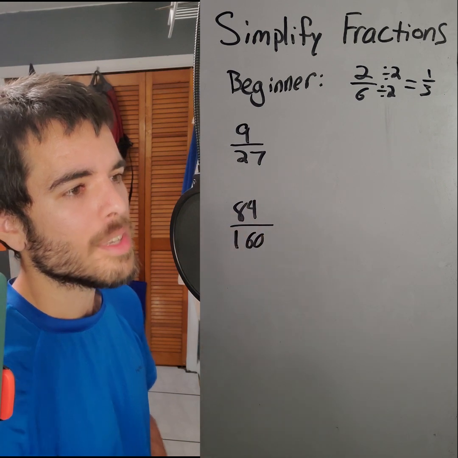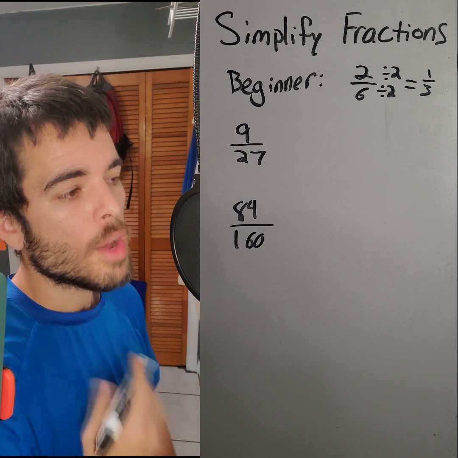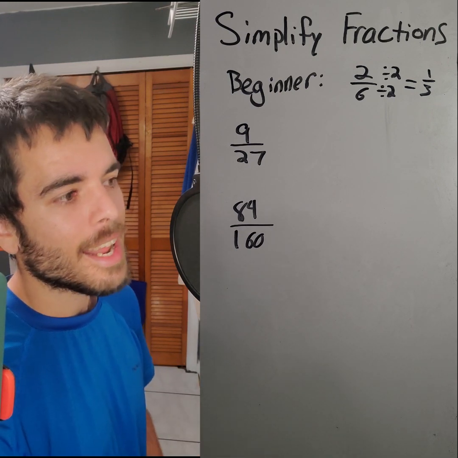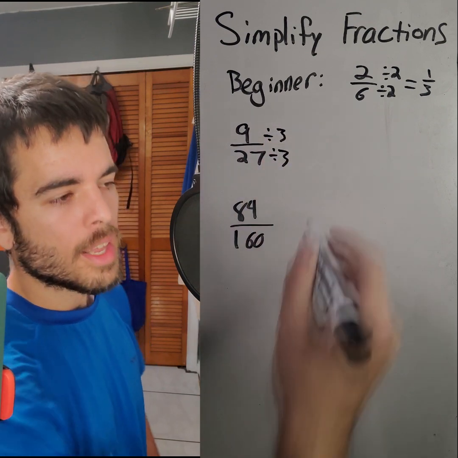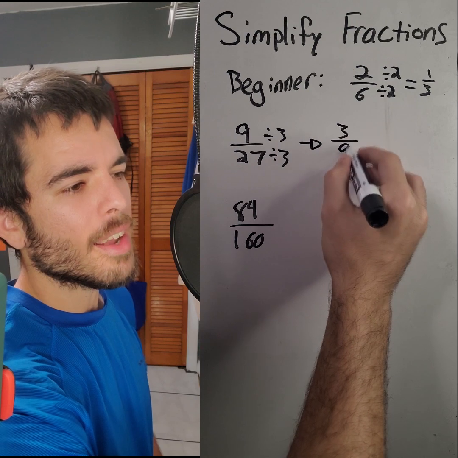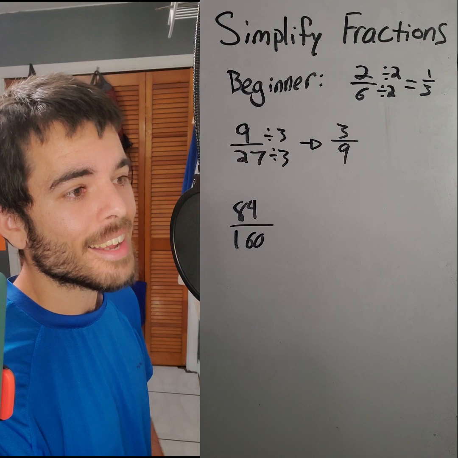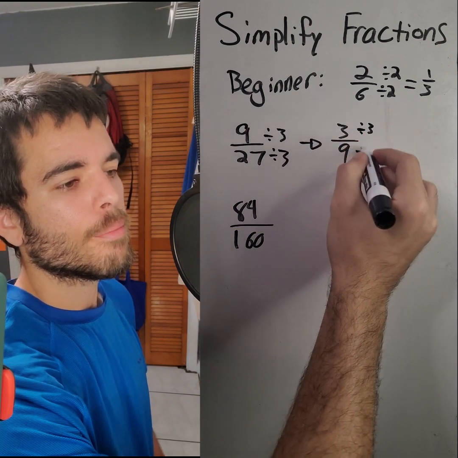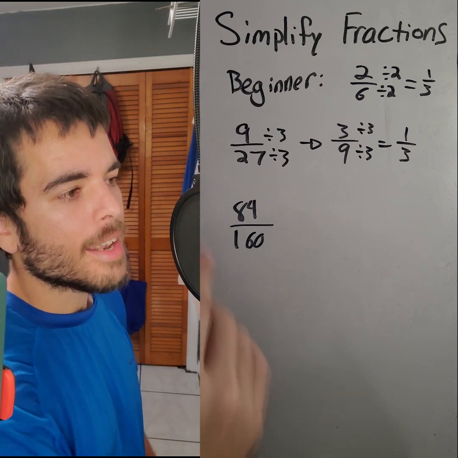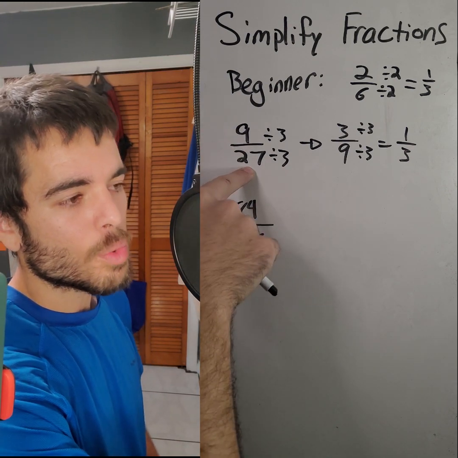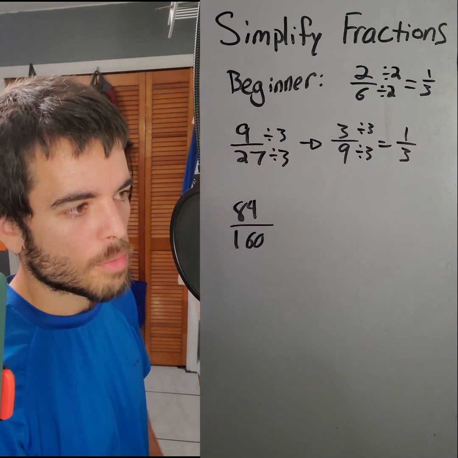Let's move on to 9 over 27. There's 2 ways you could do this. I'm going to start off small just in case that helps you out. We have 3 going into 9 and into 27. So I could divide the top and the bottom by 3. This is going to give me 3 over 9, which can further be simplified because I notice that 3 goes into 3 and 9 again, giving us 1/3. Now, if you notice off the bat that 9 goes into 9 and 9 goes into 27, you would have also gotten 1 over 3 as your final answer. So good job for you if you noticed that.